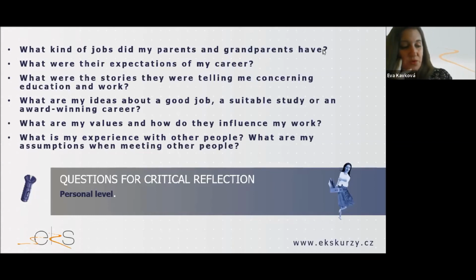So what I want you to do at this point, so it's not only me talking all the time, I want you to stop and think a bit. I would ask you to draw your family tree and think of your parents and grandparents, and maybe if you have brothers or sisters, and try to write down what kind of jobs they have. So what does it tell you about your family?